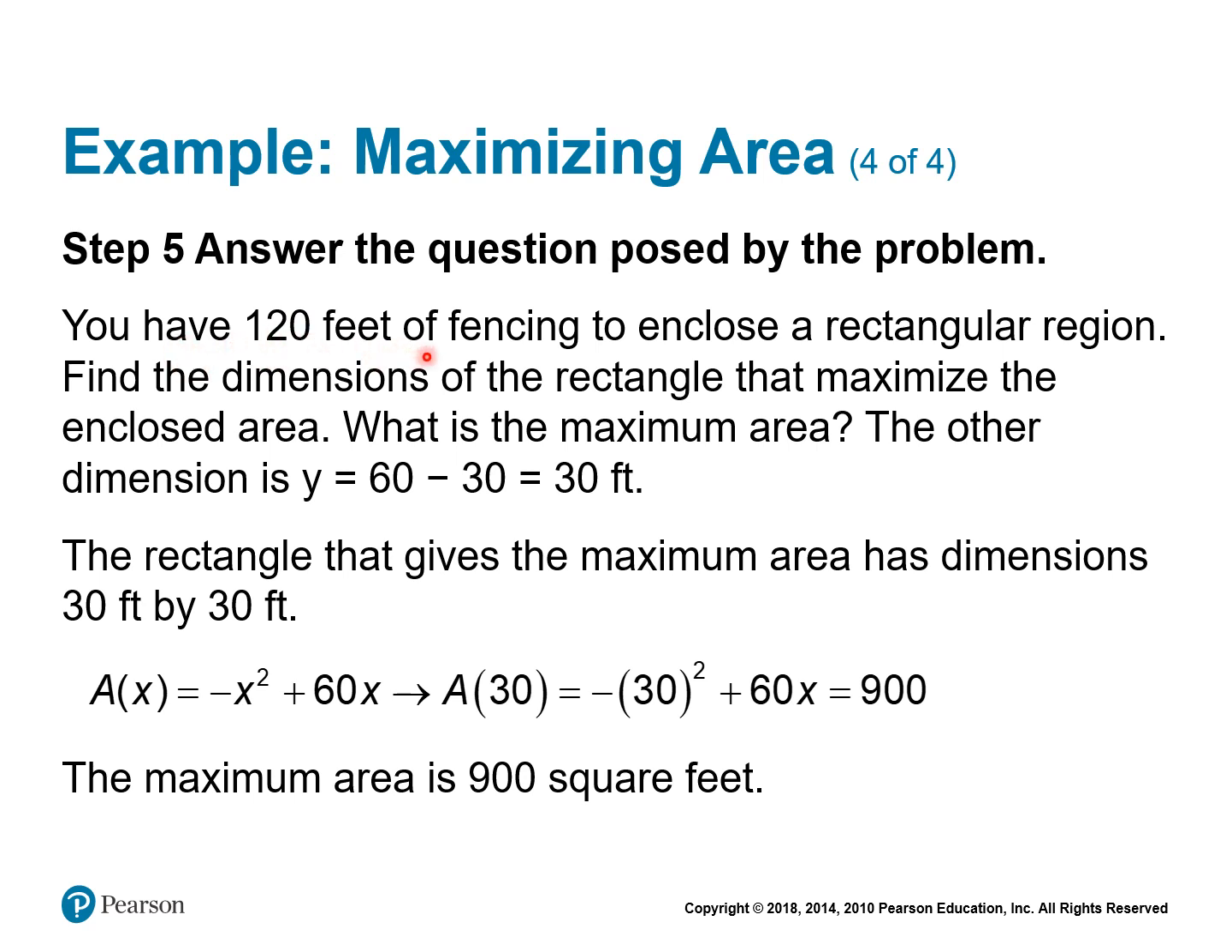You have 120 feet of fencing to enclose a rectangular area. So they had given us the length of the fencing material available to us. Find the dimensions of the rectangle that maximize the enclosed area. What is the maximum area? That's what we have to find, as well as the dimensions of the rectangle.